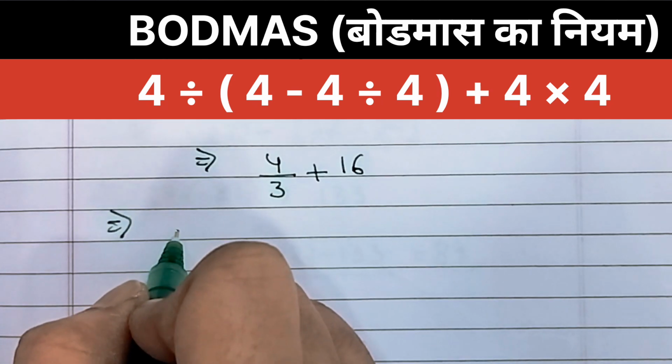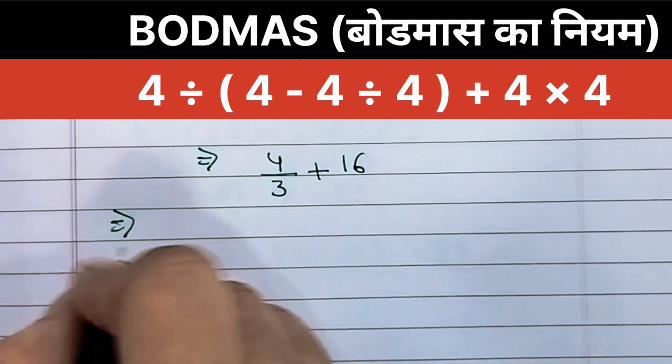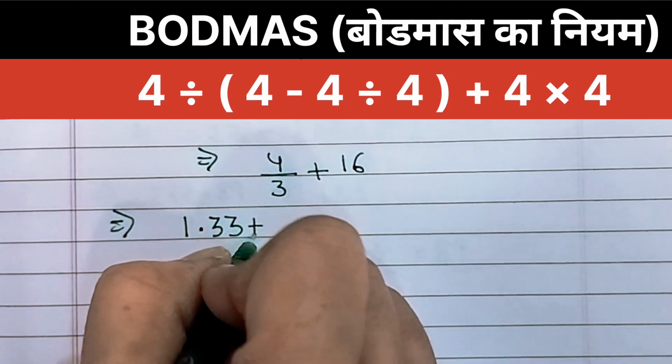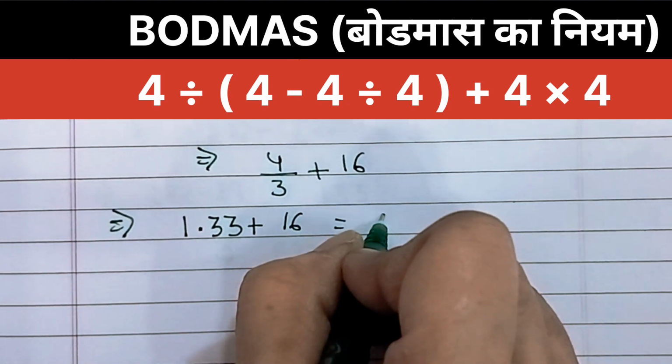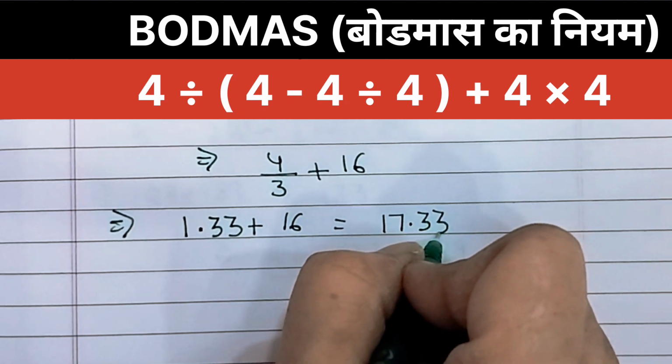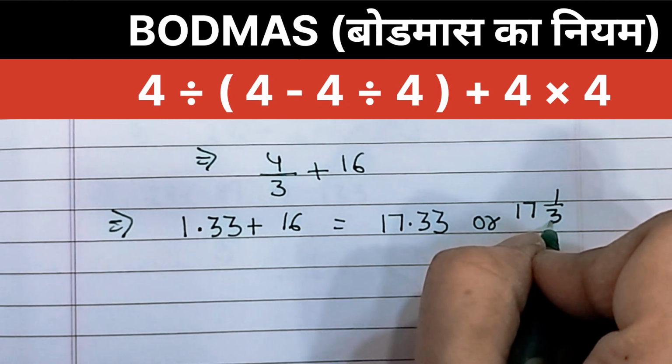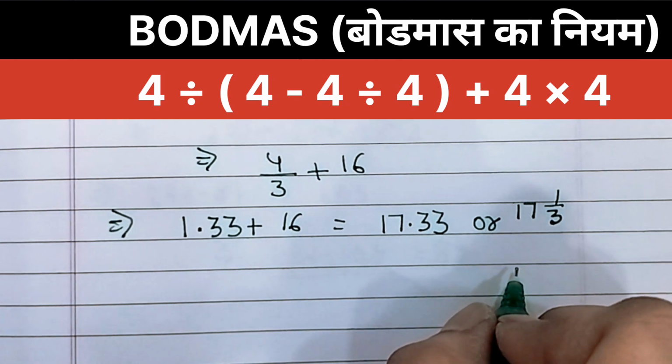Now finally add the remaining values. So in step 4, 1.33 plus 16 is equal to 17.33, or you can also write it down as a mixed fraction. So this is the last remaining operation.